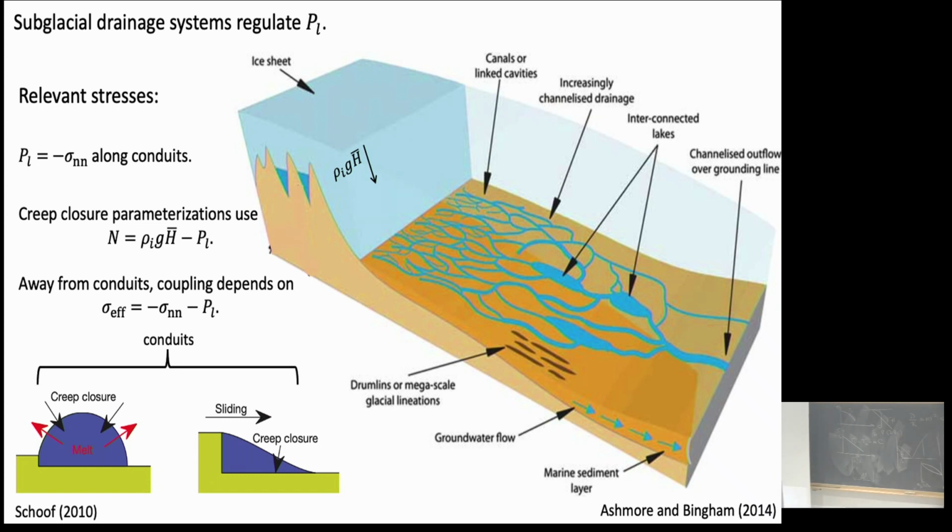And in particular, away from the conduits, the coupling between the ice and the bed, if we have Coulomb friction, depends upon this effective stress. But the drainage networks depend upon how these things are creeping closed, so they depend upon this effective stress. The distinction is not often made in papers.